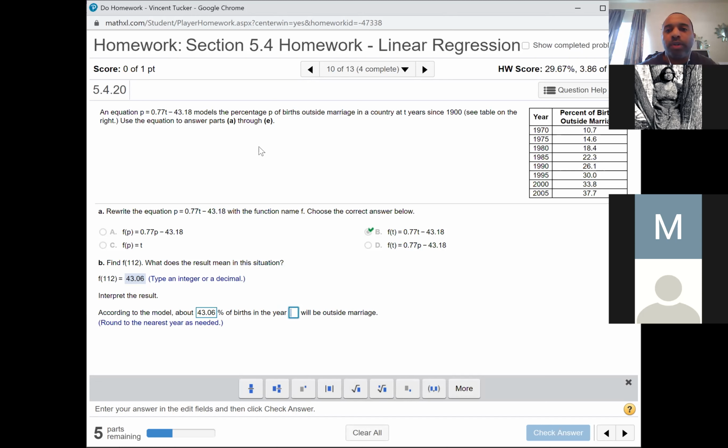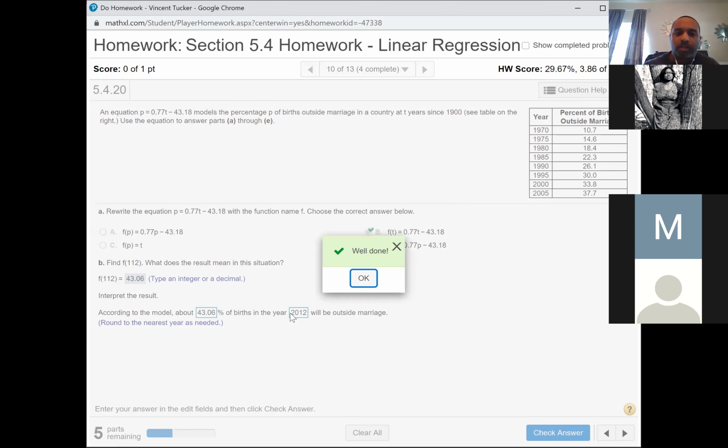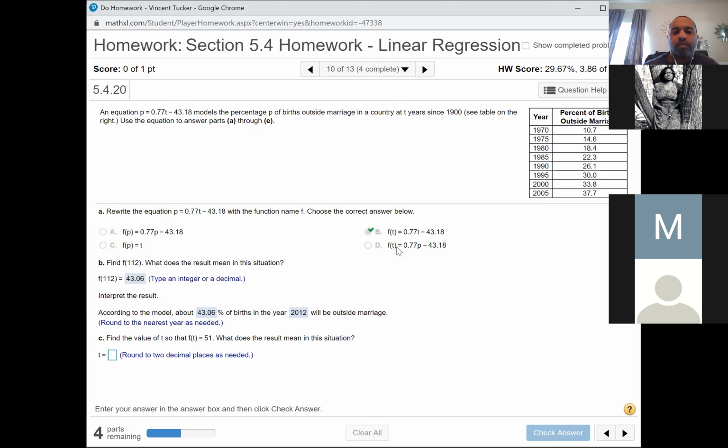So you add that 112 to 1900. Remember, that's what T represents when you go up here. So it should be 2012. And that's all it is. All right. So you just go through answering the questions.